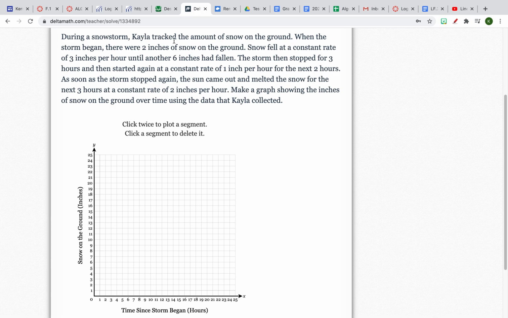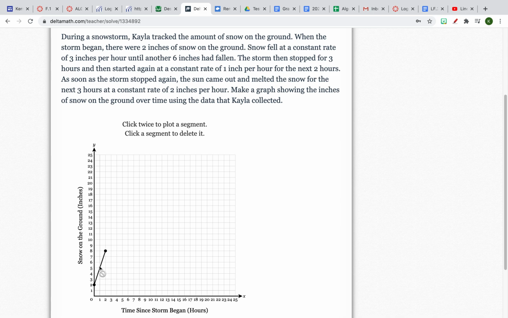During a snowstorm, Caleb tracked the amount of snow on the ground. When the storm began, there were 2 inches of snow on the ground. So if I were to start this, I would put a 2 here on the 2 inches of snow on the ground. The snow fell at a constant rate of 3 inches per hour. So 3 inches means I'm going to go up 3 per hour. That's 1 hour. And it says, and I'm going to keep reading again, until another 6 inches had fallen. Well, that's only 3. 1, 2, 3. That's 6. So I clicked it again once I got here.